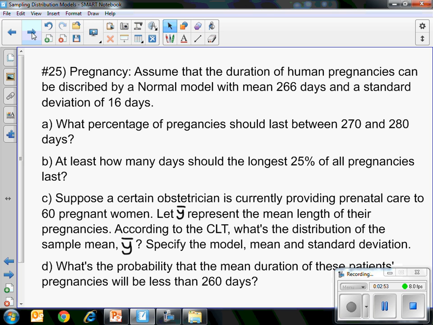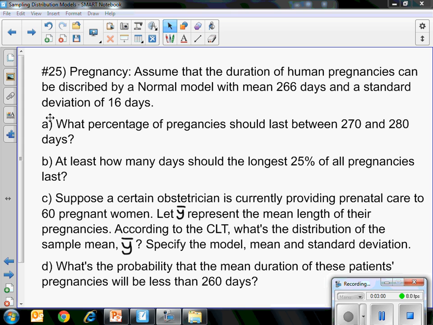So then we go on to some problems. This is question 25 from the textbook. We'll talk about each one of these separately. So we'll first read and then go through each part and then come back and do the next part. There are 4 parts to this problem. And this deals with pregnancy.